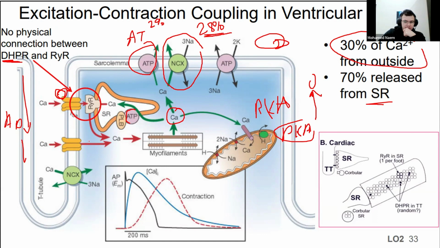Basically, calcium gets inside the cell and binds to the SR. Calcium is released. We have 100%: 30% from outside, 70% from the SR. The contraction happens. Now we need to get the calcium out. 28% we get out by the exchanger, 2% by the calcium ATPase, and the SERCA is going to take the 70% that was released from the SR back into the SR. Should I move next, guys?